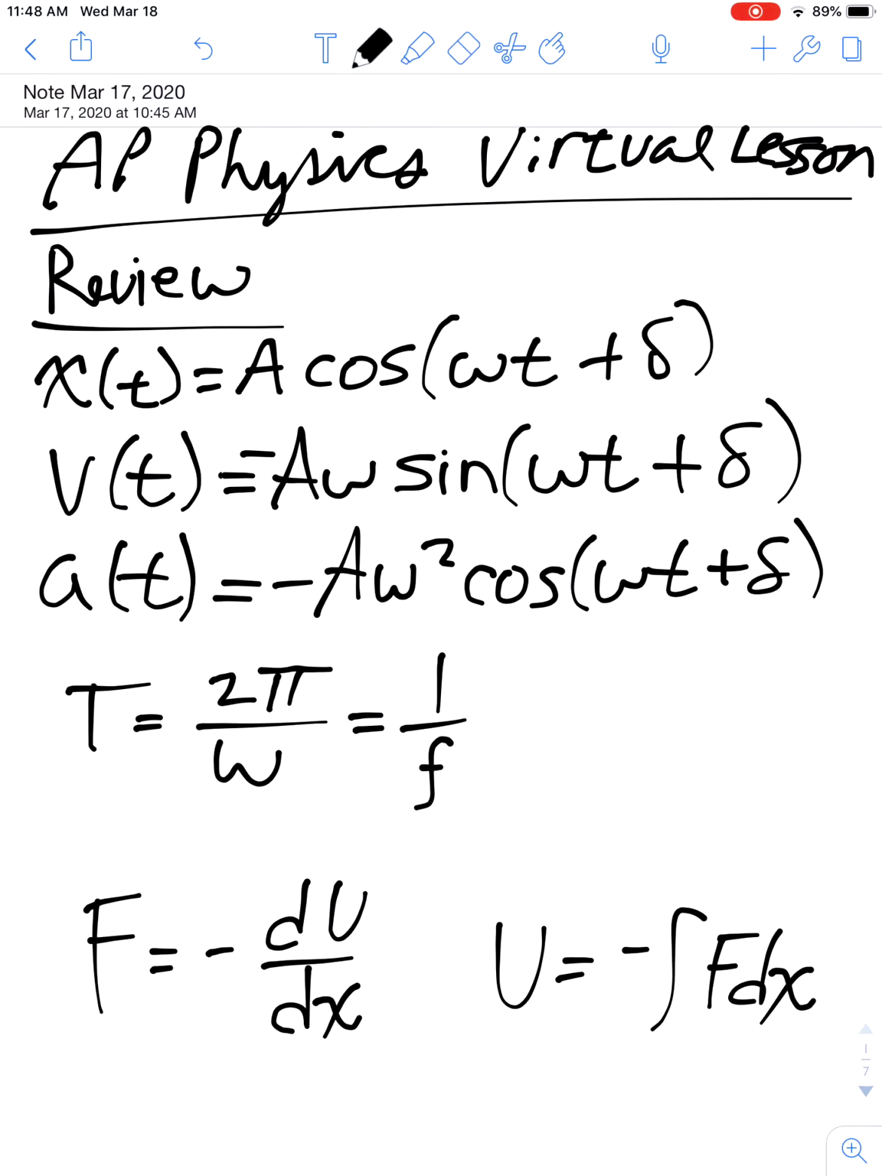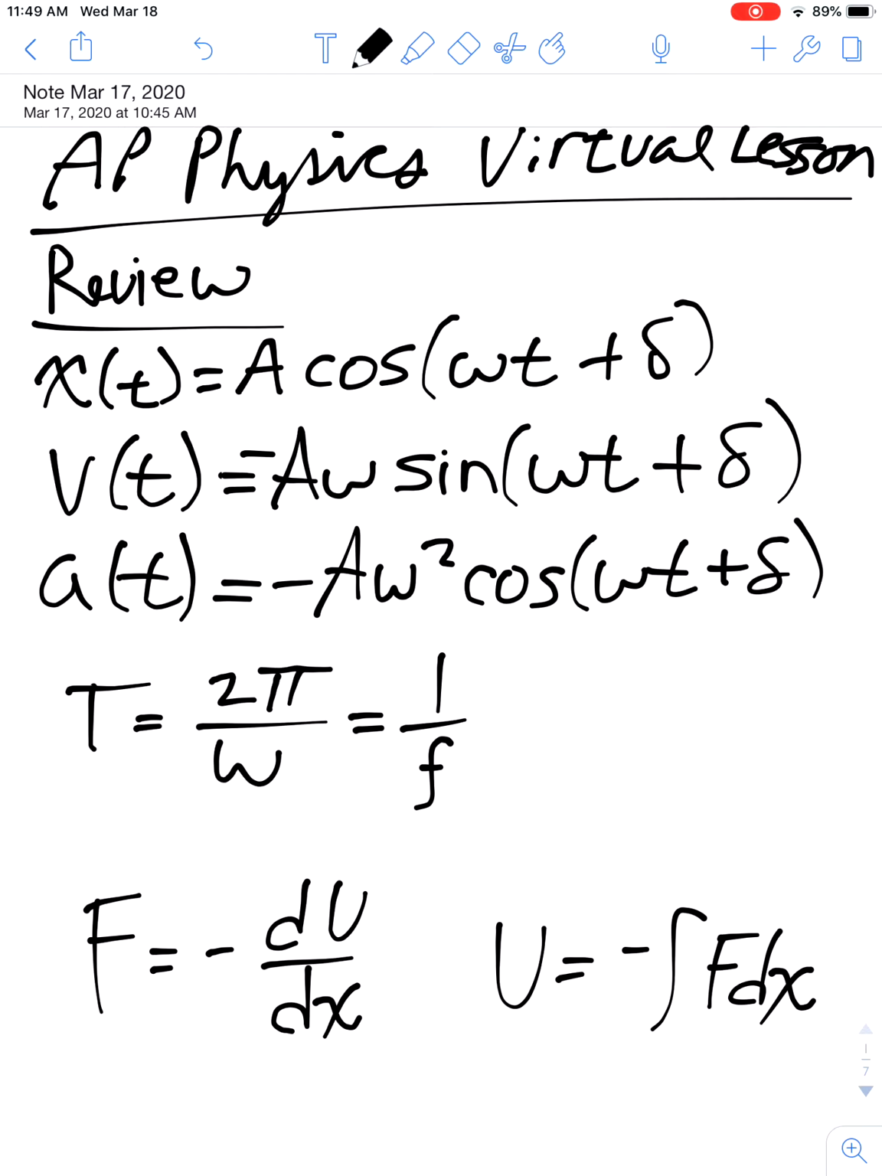Okay, great. So if you review here, we have position, velocity, and acceleration as a function of time. Position is amplitude times cosine of the angular frequency times the time plus the phase shift. Usually a harmonic oscillator will start at maximum displacement, making the cosine function ideal. If that's the case, then the phase shift, delta, is 0, and the function looks like that. So that's usually the case. In any case, just remember that.